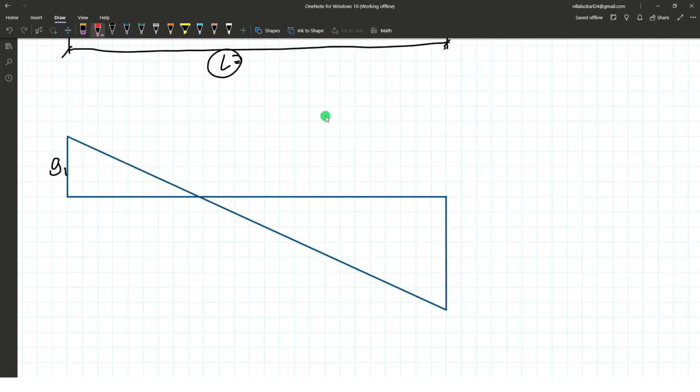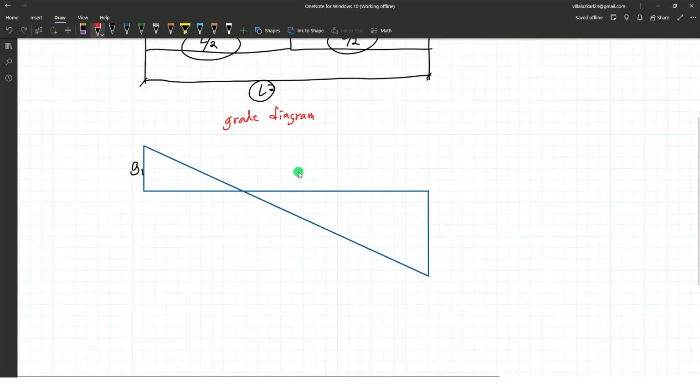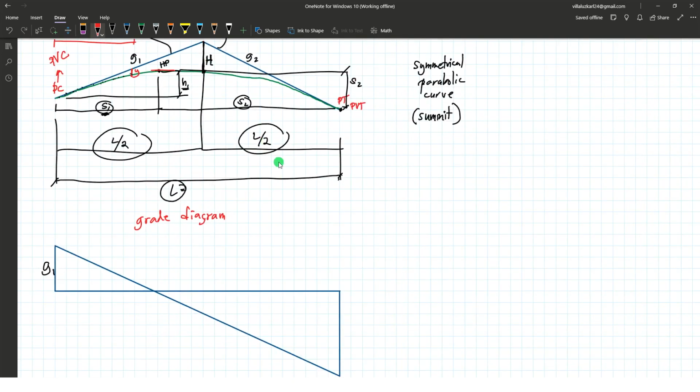Therefore, here on this grade diagram, we have G1 here, we have G2 here. In the grade diagram, the location of the highest point is the point at which the slope is zero. So this is zero, this is zero. This is positive, this is negative.